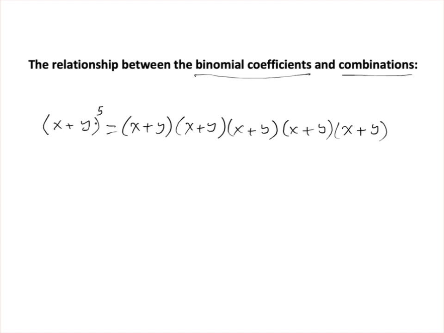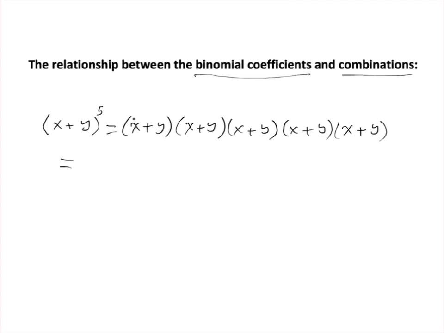And x plus y is raised to the 5th power. That means you have x plus y times x plus y times x plus y times x plus y times x plus y, 5 times, right? So how do we multiply this out? We can do 2 at a time, and then the result by the next, and then the result by the next, and by the next. But eventually, think about this.